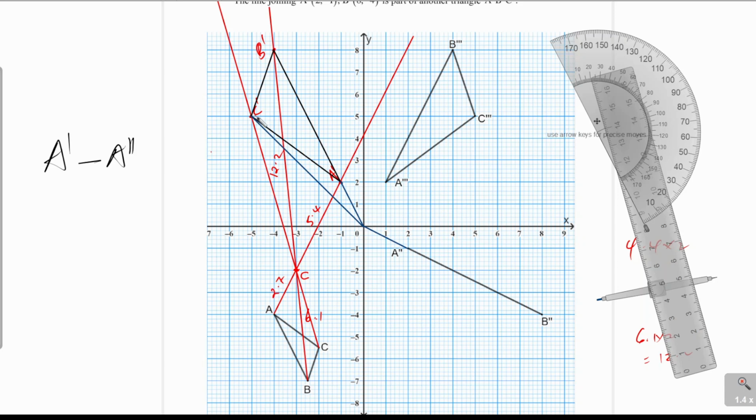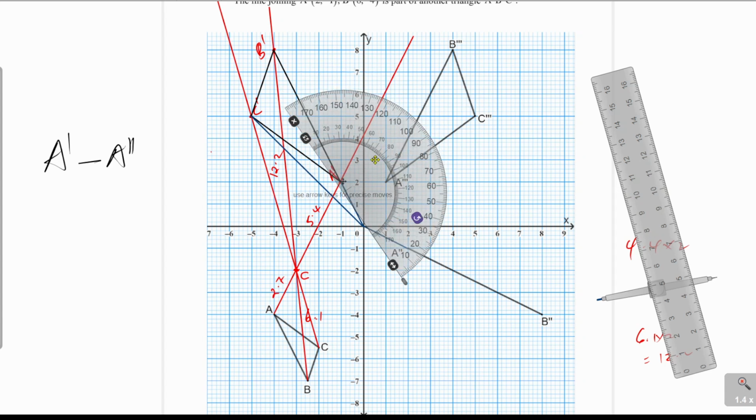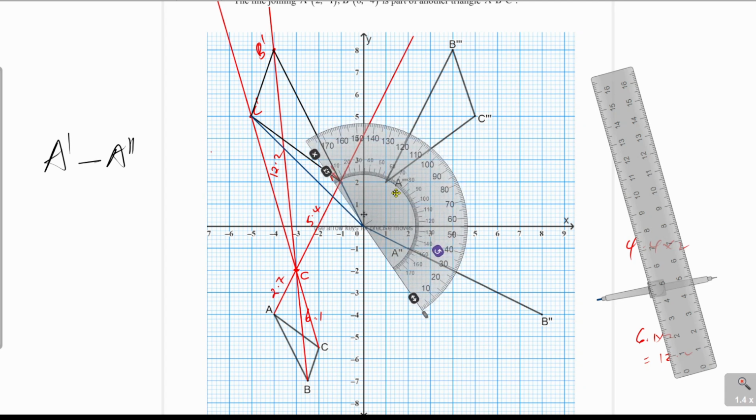So we've joined C to the center of rotation, and then I place the protractor along this line I've drawn. Be very keen when you're placing it. Ensure that the central part of the protractor is at the origin, then place it like that. So you can see I've placed the protractor on this line drawn. You can see the center is there. So now we measure 144 degrees in clockwise direction.